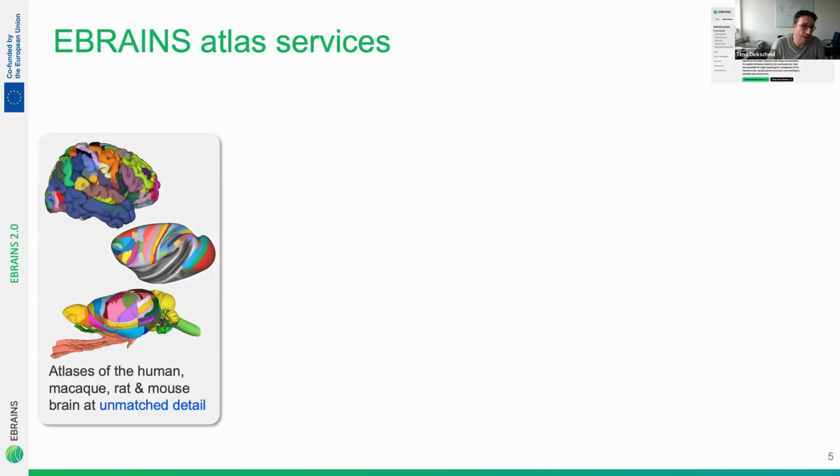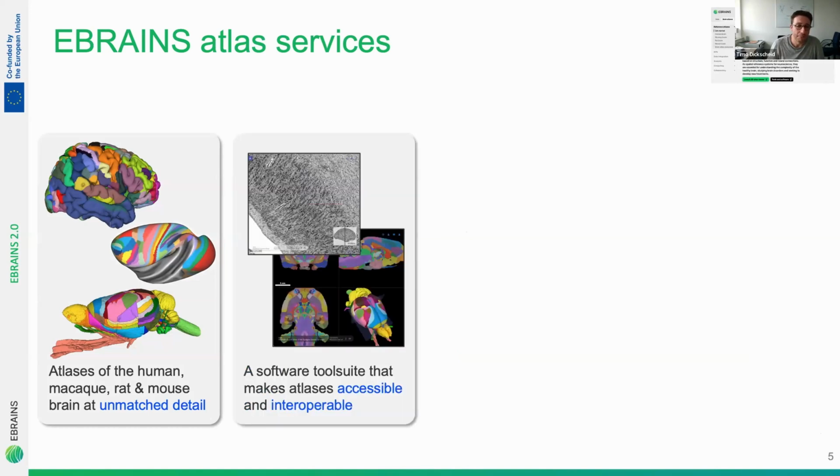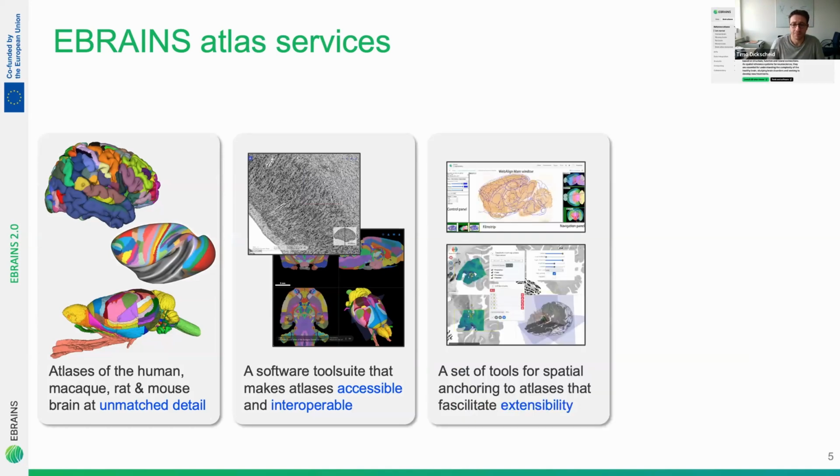In EBRAINS, we have in the past years developed atlases of different species. There is an atlas of the rat brain, of the macaque brain. The human brain is what we focus on today, of course. And there is also support for the mouse brain atlas, which is based on the work of the Allen Institute. We have developed a software tool suite, which makes these atlases accessible and interoperable. That will be the focus of what I present to you. We have also developed a set of tools that helps to anchor new data to the atlases.